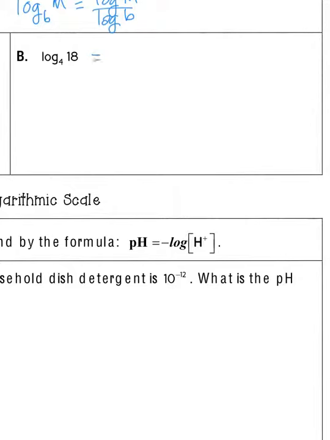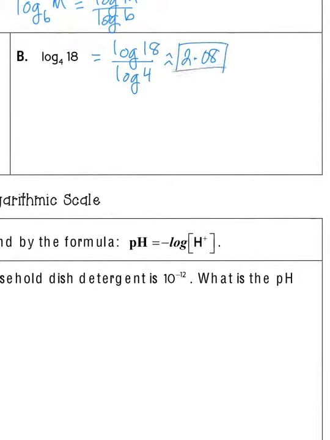All right, so for B, you should be doing log of 18 divided by log of 4 is approximately equal to 2.08 if you round to 2 decimal places.